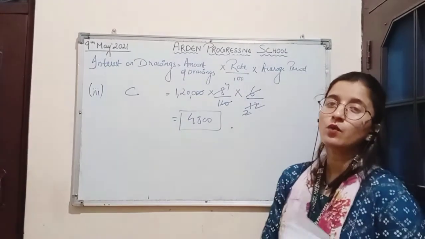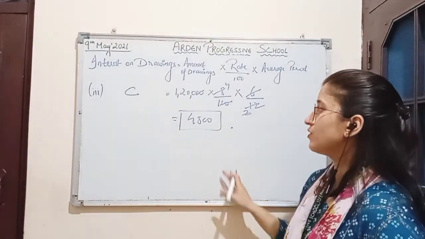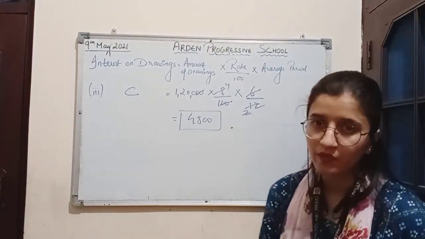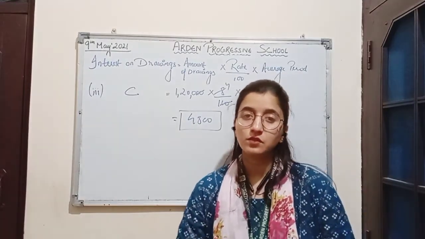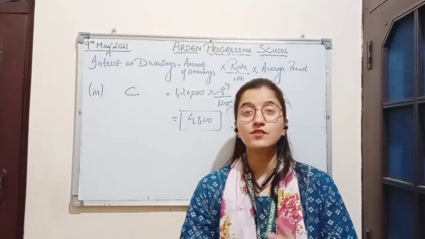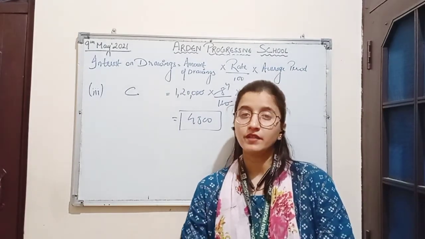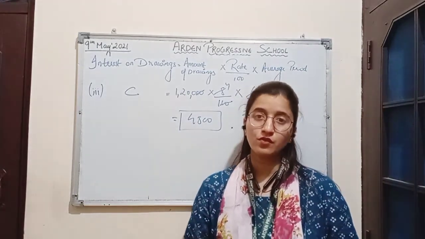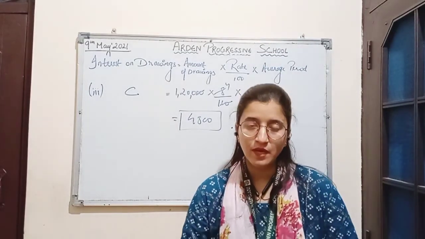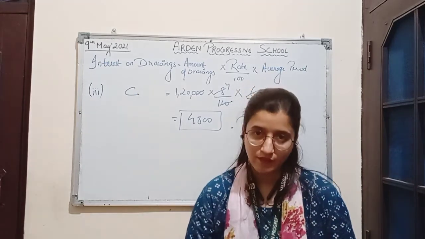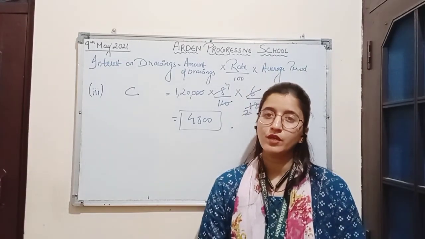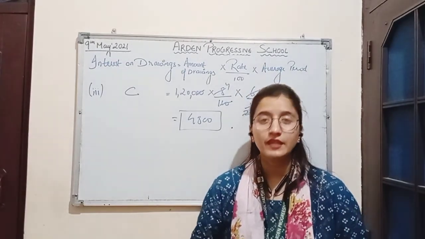So this is how the question based on all three cases is solved. In this session, we have learned how to calculate interest on drawings in three cases: when the partner is withdrawing the equal amount of drawings in the beginning of every month, in the middle of every month, and at the end of every month. And we have also solved one numerical question based on each case.